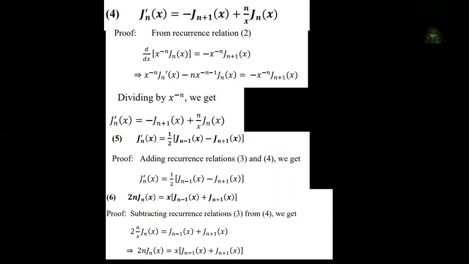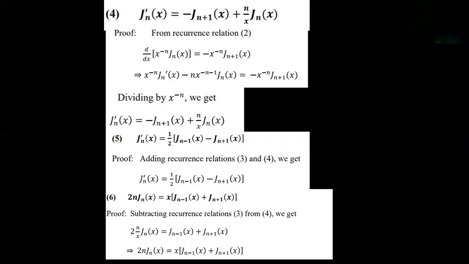Lastly, let's see the sixth one, which is very, very important also. We want to show that 2n J_n(x) equals x into J_{n-1}(x) plus J_{n+1}(x). If for 5 we add, for 6 we want to subtract relation 3 from relation 4.